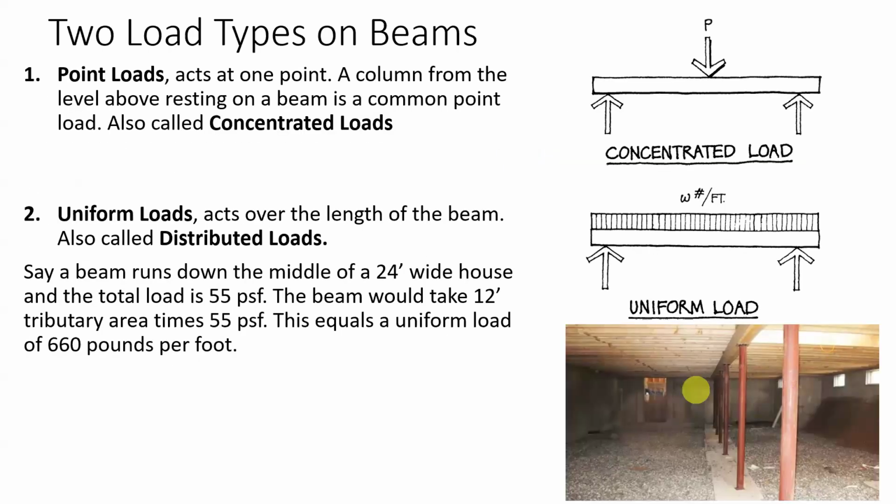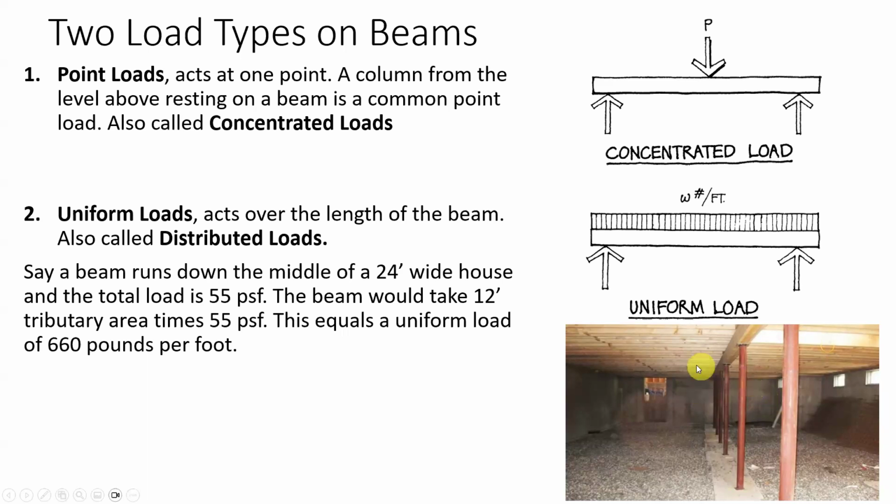Okay, now let's talk about two load types on a structural member or on a beam. So point loads act at one point. If I have a column coming down from the second floor and it's sitting on my first floor beam, that's called a point load or a concentrated load, because you're taking a lot of load and putting it at one point, or concentrating it.